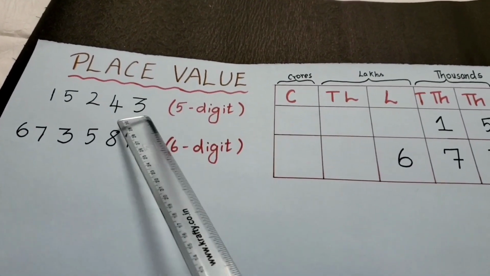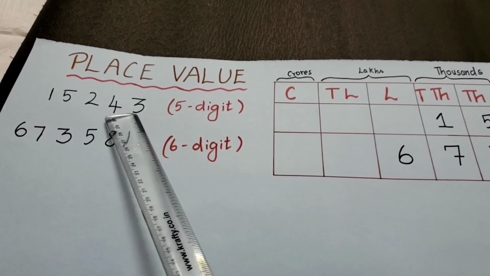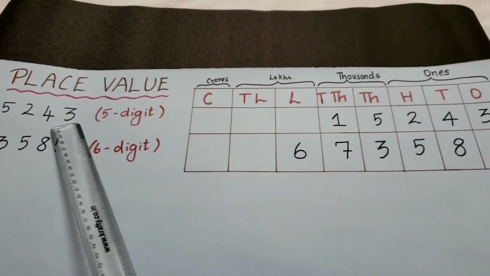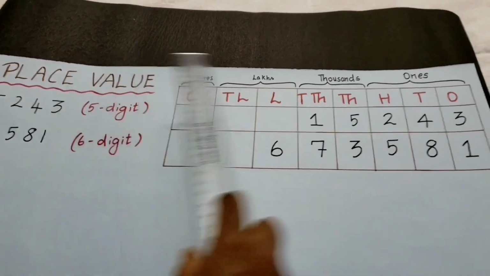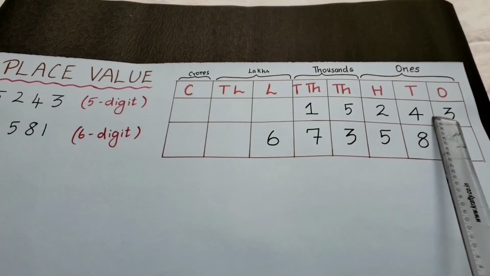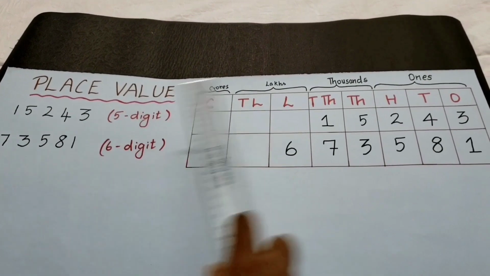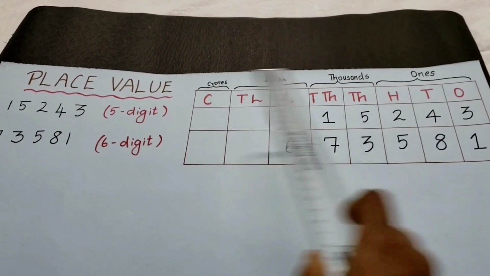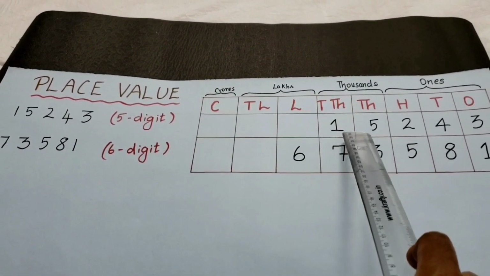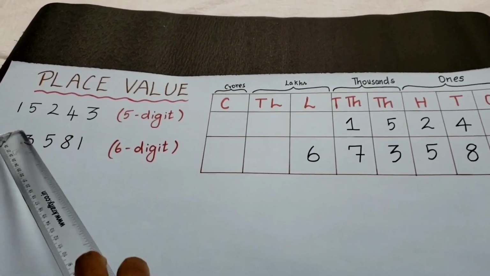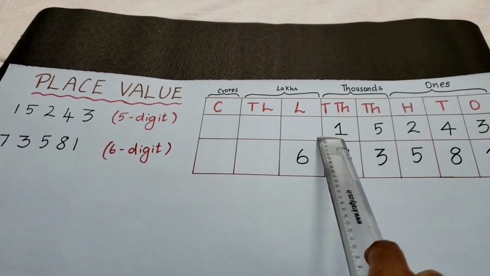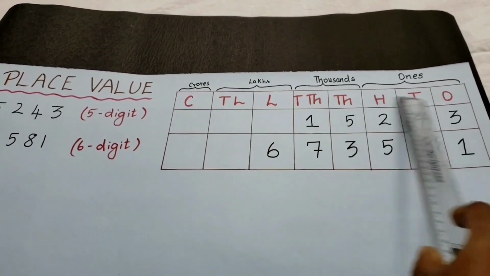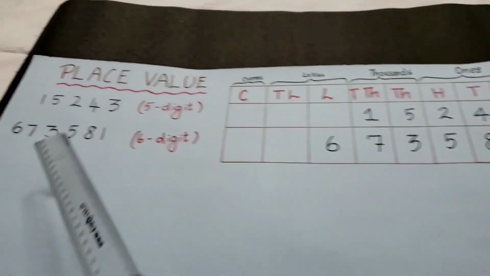For a 5 digit number, we have to start from the right side. The first digit is 3. 3 is in ones place, so I have written 3 in ones place. 4 in tens place, 2 in hundreds place, 5 in thousands place, 1 in 10,000 place. Finally, the 5 digit number is represented in the place value chart like this.